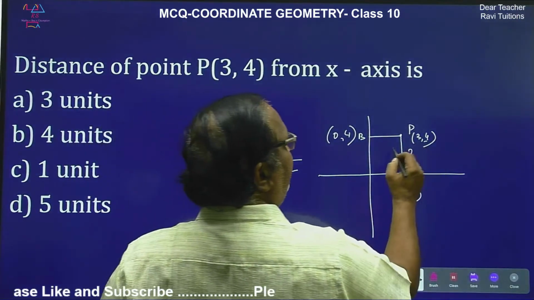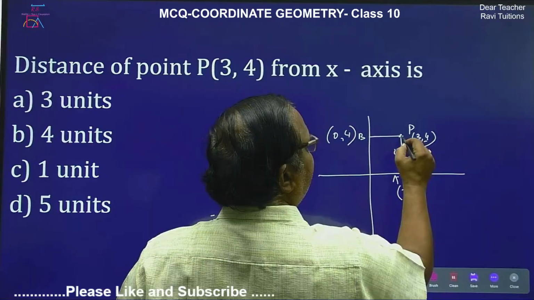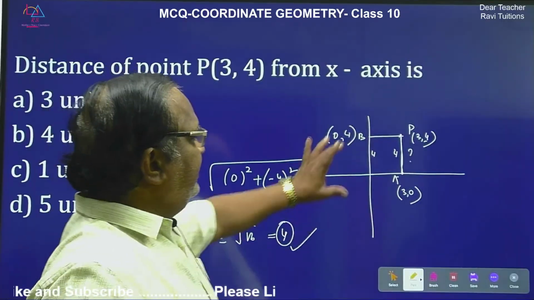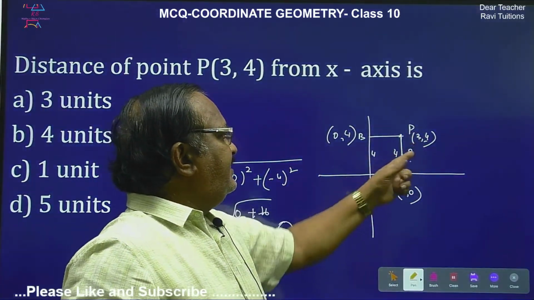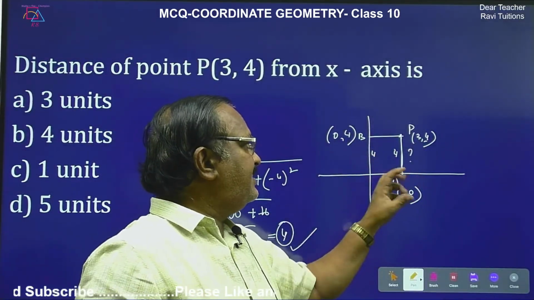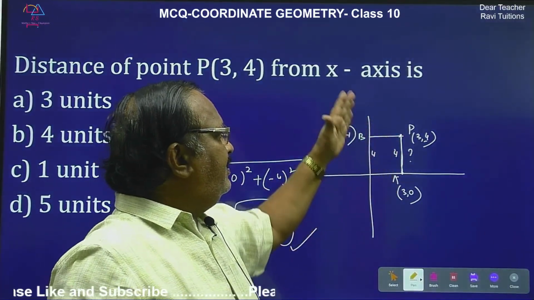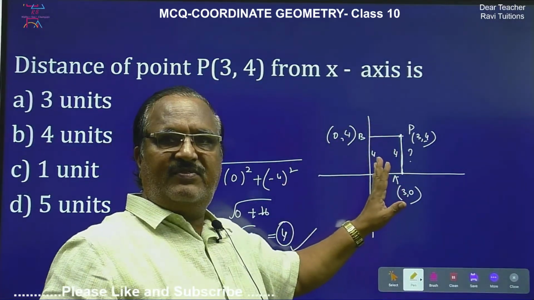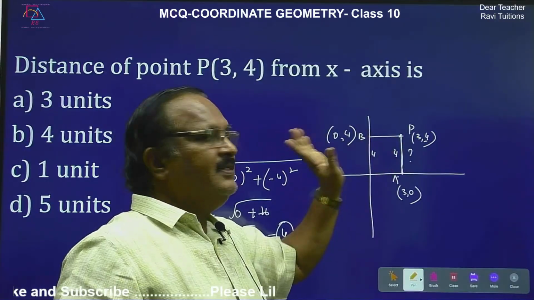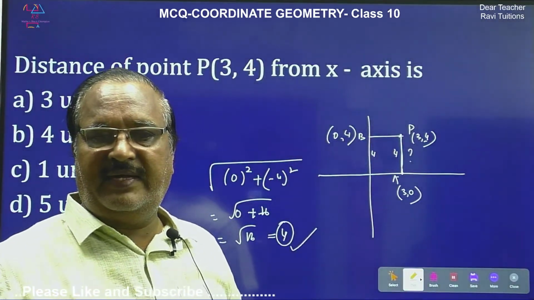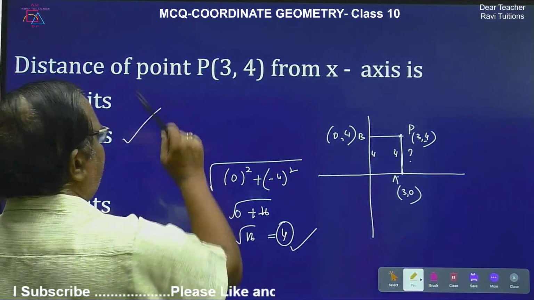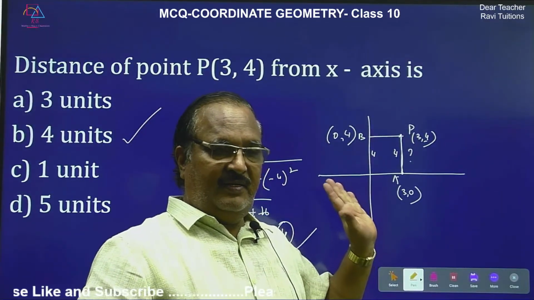Or you can directly write 4, because the distance is along the y-axis only. Without finding the distance also you can write it directly. 4 is the vertical distance, 3 is the horizontal distance. The first one is the horizontal distance. Horizontal distance is taken on the x-axis, vertical distance is taken on the y-axis. Without writing the distance formula, you can directly say 4 is the distance from the x-axis and 3 is the distance from the y-axis. So 4 units is the correct answer. No need of writing the distance formula.